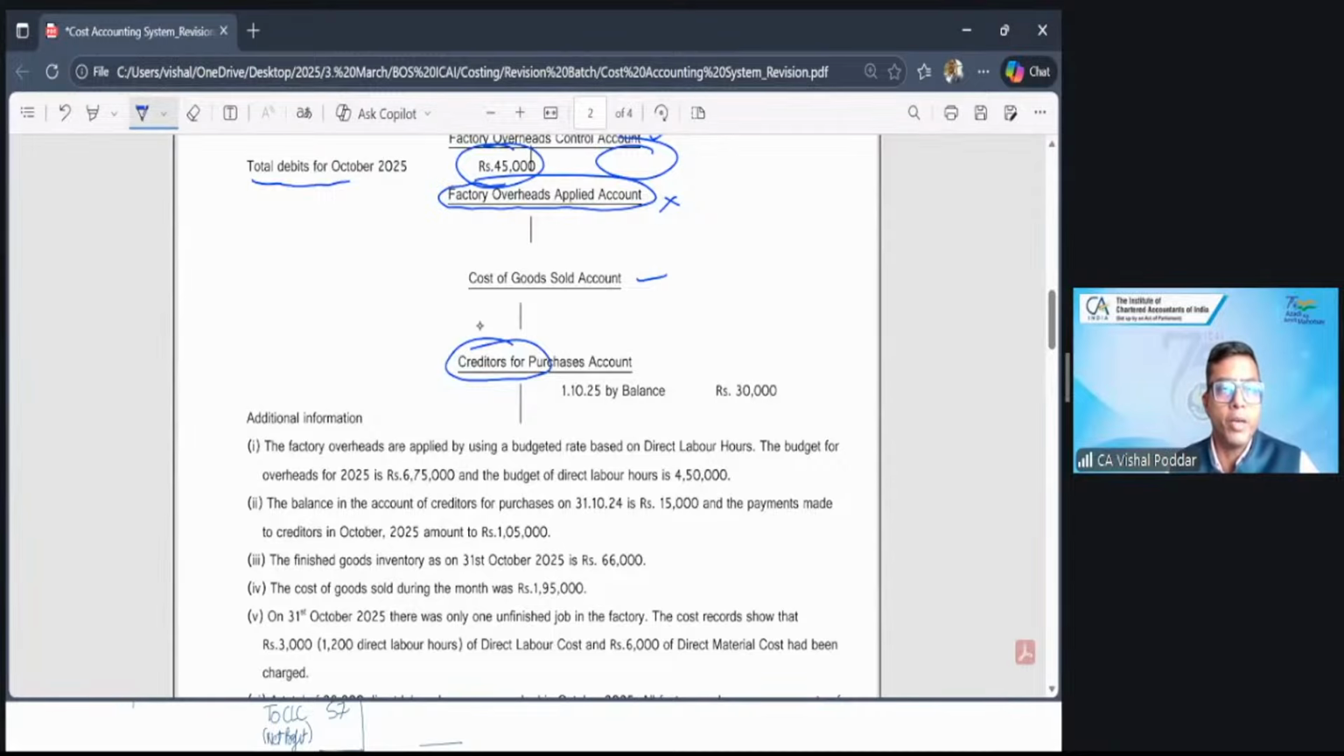Now anyways, in this sum, you are required to prepare and find out the missing figures. So for that, we need not prepare all the accounts. We will prepare only those accounts which are relevant, which are required and which have the details. So let us start. Again, if you want, you can start entries at your end first.